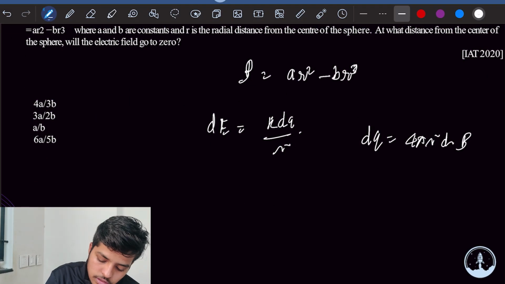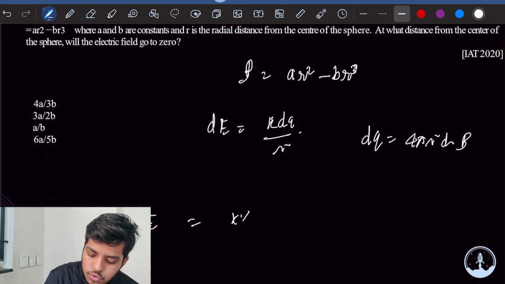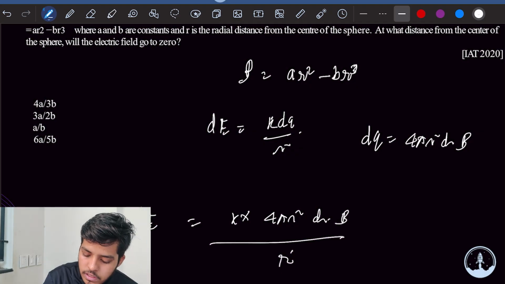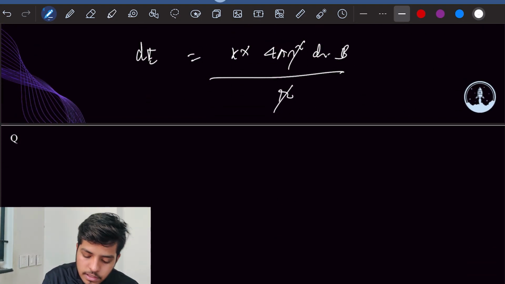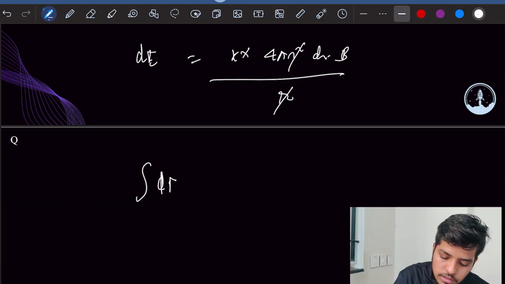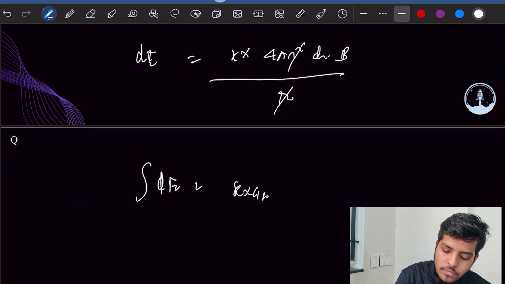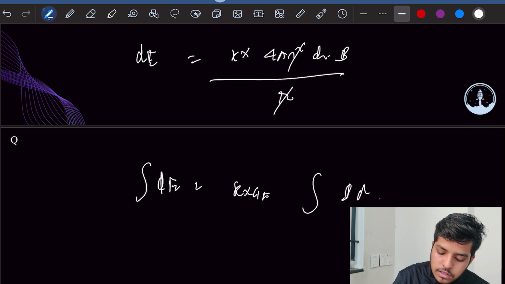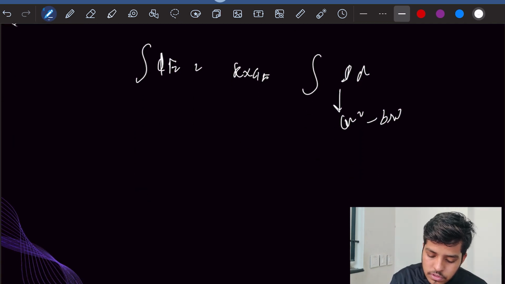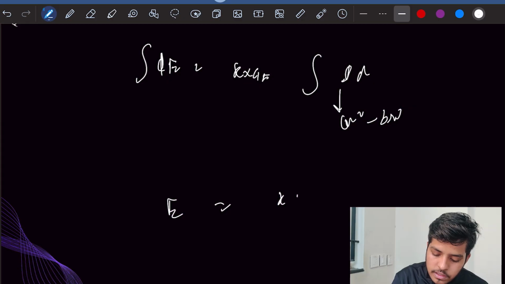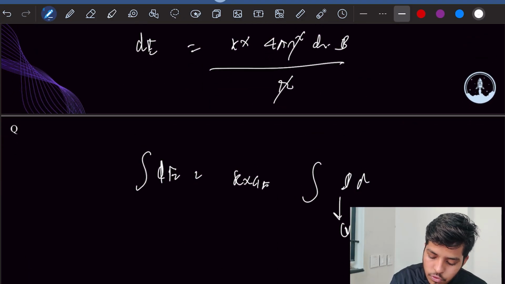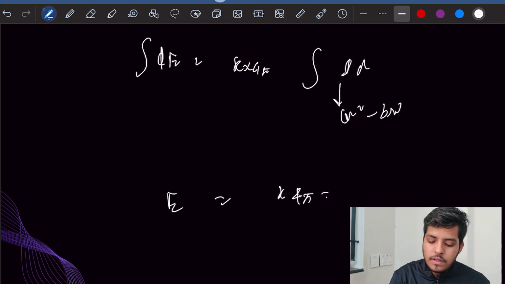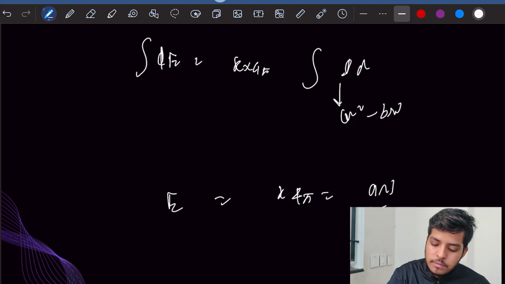So dE equals K into 4 pi r square dr into rho upon r square. r square gets cancelled. Integrate both sides. dE equals K into 4 pi, integrate rho dr. Rho is Ar square minus Br cube, so the electric field equals K into 4 pi, equals Ar cube upon 3 minus Br^4 upon 4.